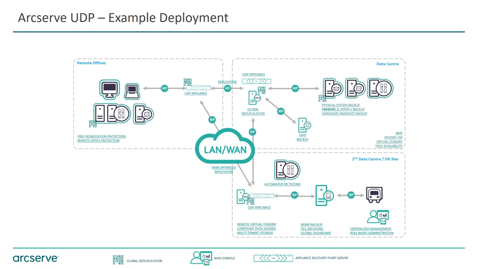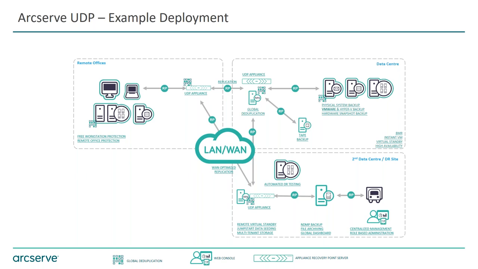Now, UDP provides all the kind of granular restore functionality that you would expect. So we can recover files and folders on physical and virtual machines. We can restore emails. We can restore SharePoint documents. We can restore databases, Oracle, SQL, SharePoint databases, etc. We can restore physical machines onto different hardware. We call that bare metal restore. We can restore virtual machines in their entirety back to any hypervisor. So we can do VM level recovery.